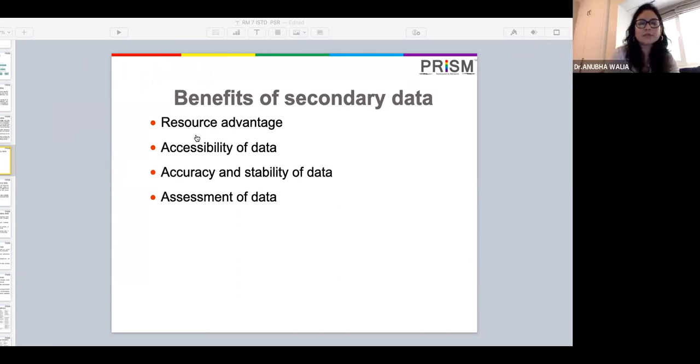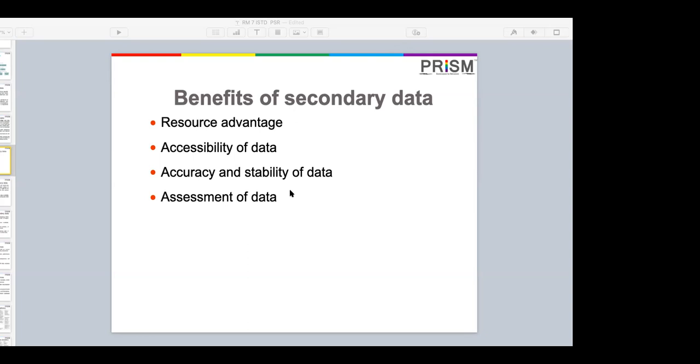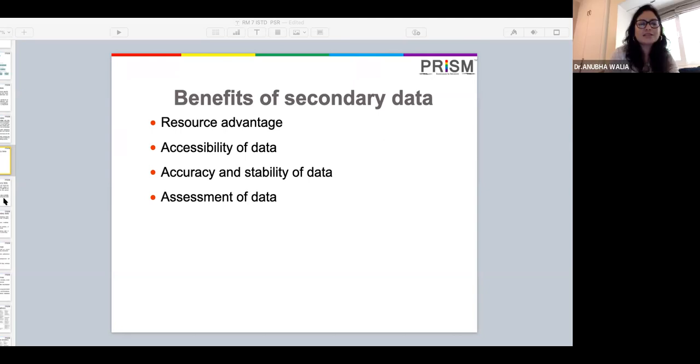Anyone else would like to share about it? I guess it is important because we can take advantage and references from the secondary data as and when we require, and that is quite useful for our data management system. Okay, nice. So let's try and understand.